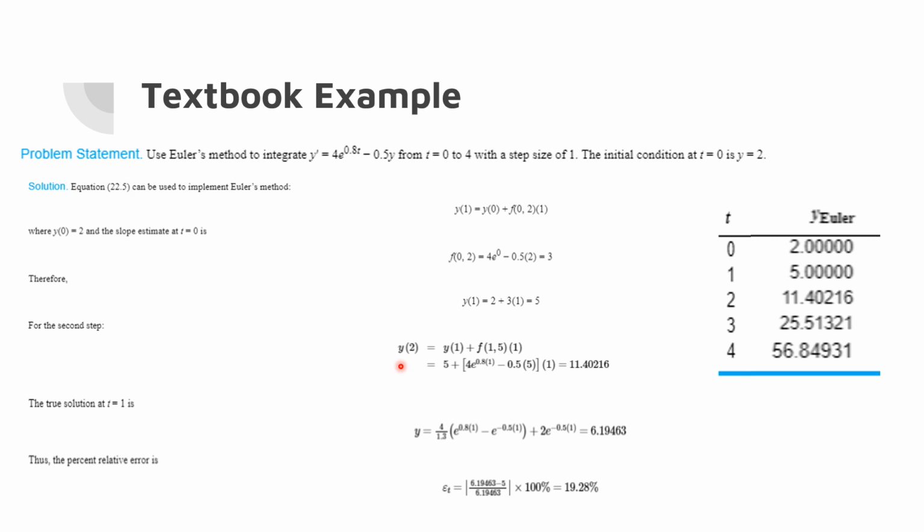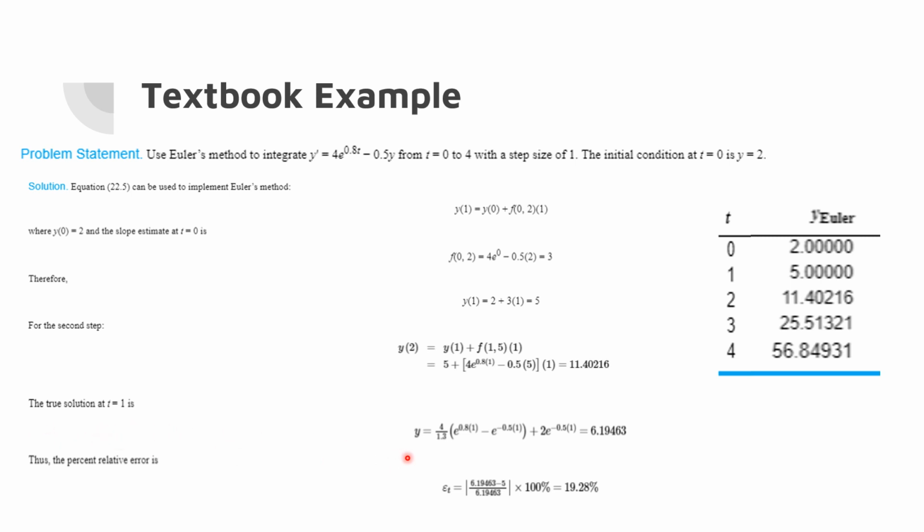For the second step, calculating y2, it's roughly the same process. Instead of using y0 and the function evaluated at 0 and 2, we're using y1 that we calculated from the previous equation plus the function evaluated at t equals 1. So where the function with 1 and 5 being plugged in for t and y. And with this math, you get 11.40216 is the value of y when t equals 2.